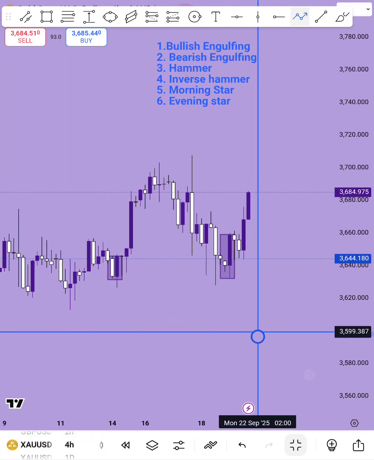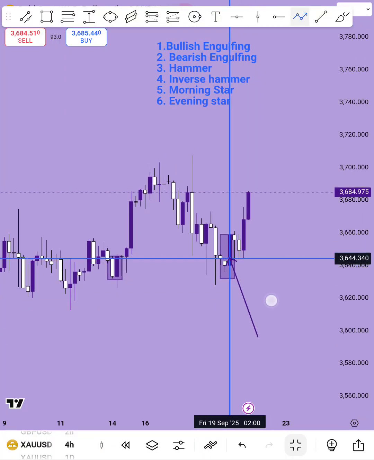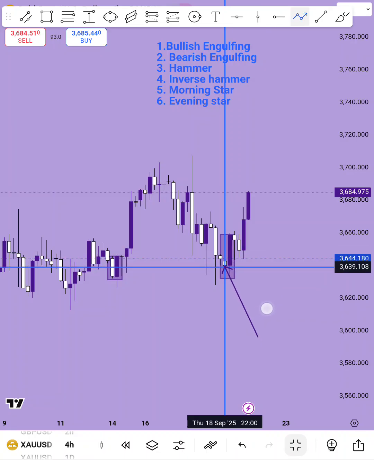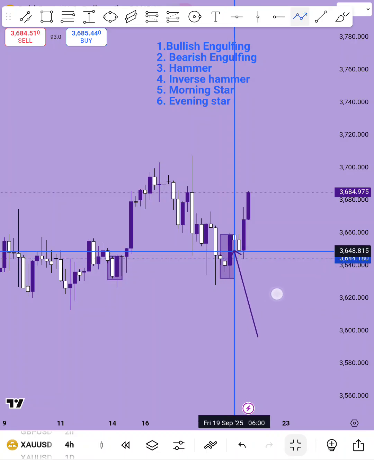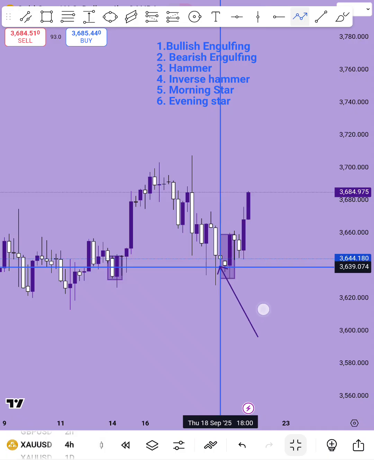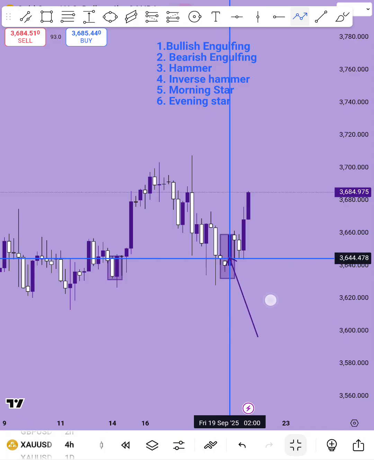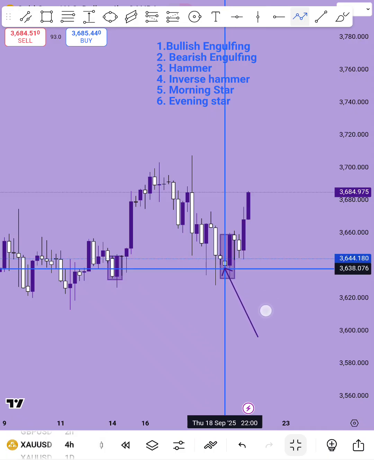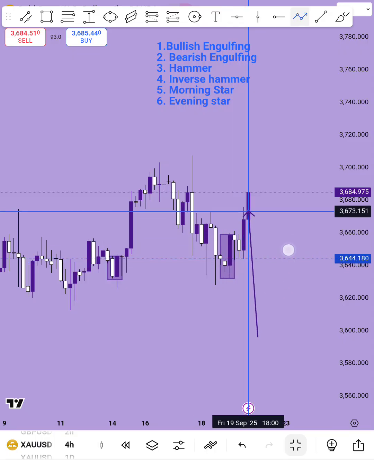Can you see that this is a bull candle, right? And this is a bear candle. As you can see, this candle is engulfing this candle. This bull candle is engulfing this bearish candle. Then after the engulfing, what happened? The market began to push up.